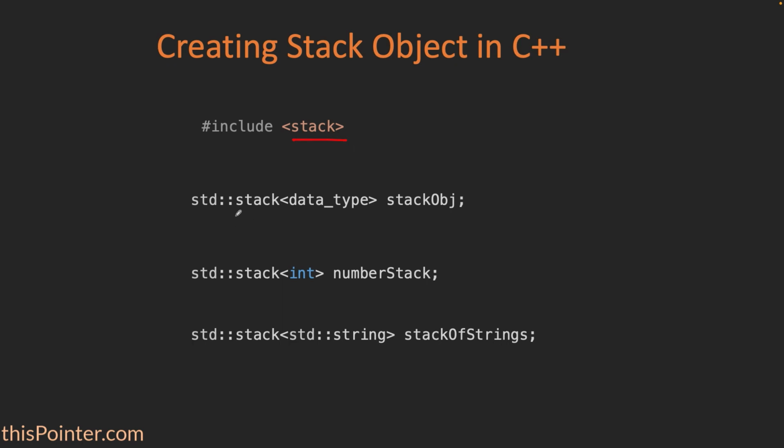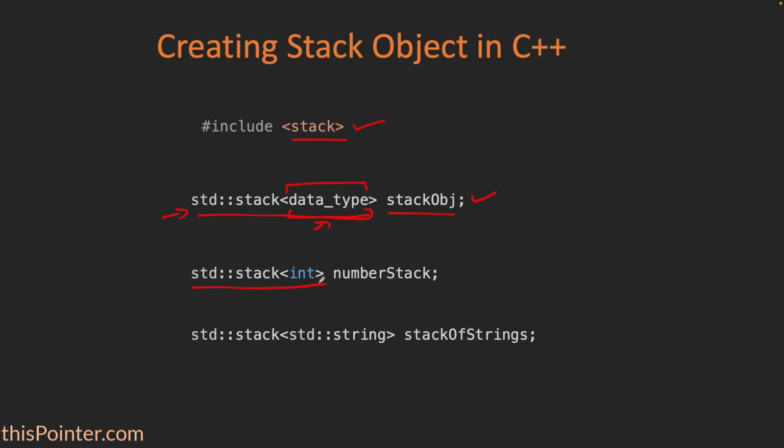Now to declare a stack object, this is the syntax we can use. In the template parameter, we need to provide the data type while creating a stack object. But before that, always remember to include the stack header file. Now this is the syntax of creating a stack object. As the template parameter, we have provided the data type. The data type denotes the type of element that this stack object can hold.